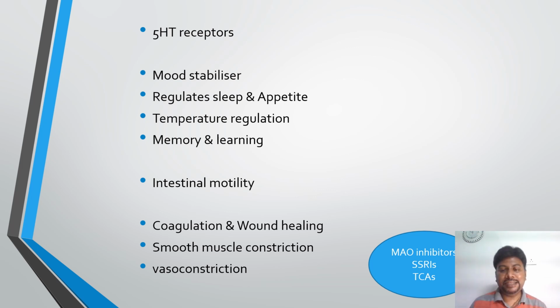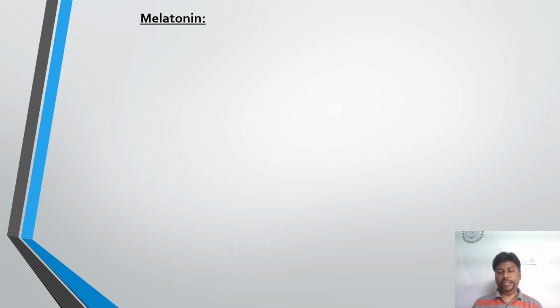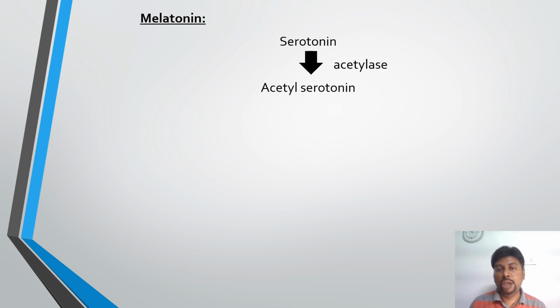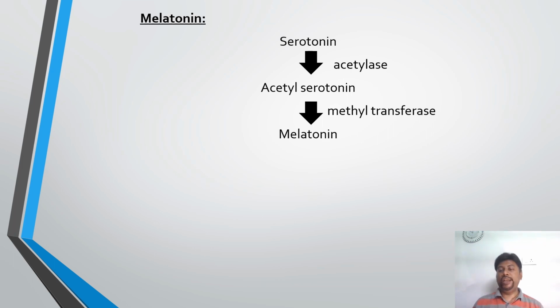Next, we will move on to the next biologically important compound, melatonin. How is melatonin synthesized? It is synthesized from serotonin. First, from tryptophan, serotonin is formed, and from that serotonin, in two steps, it can be easily converted to melatonin. In the first step, an acetyl group is added to serotonin by an enzyme called acetylase to form acetyl serotonin. In the subsequent step, a methyl group is transferred to this by methyl transferase to form melatonin. So this is how melatonin is synthesized from tryptophan.